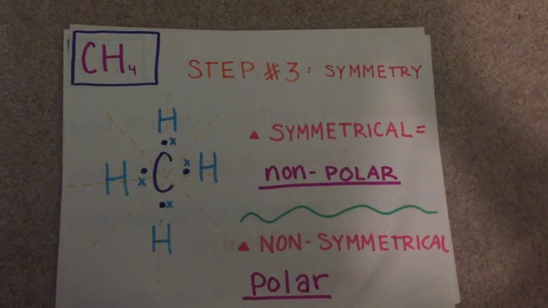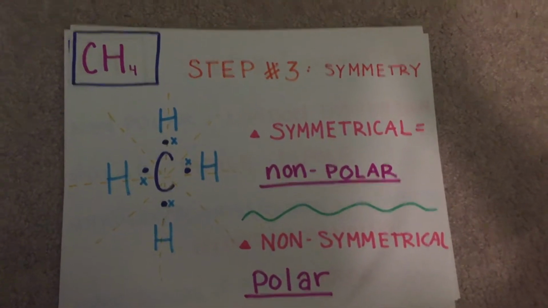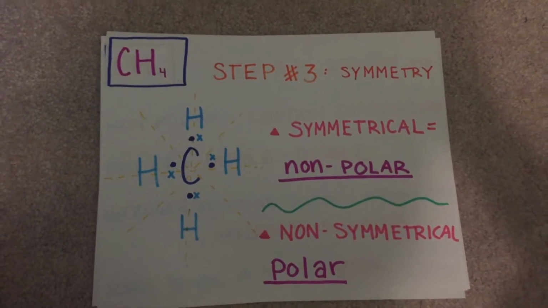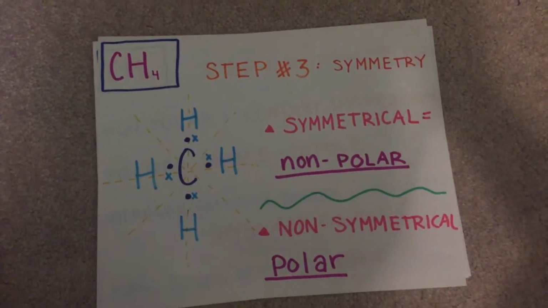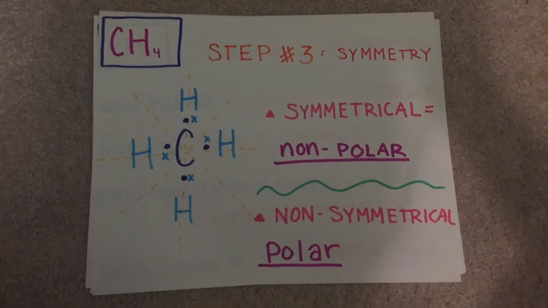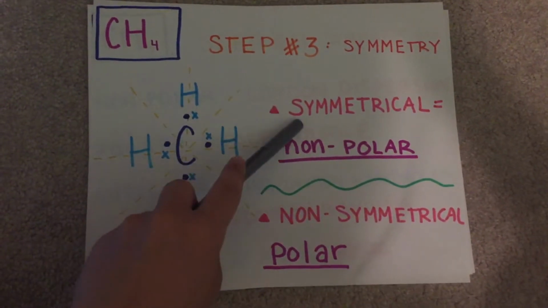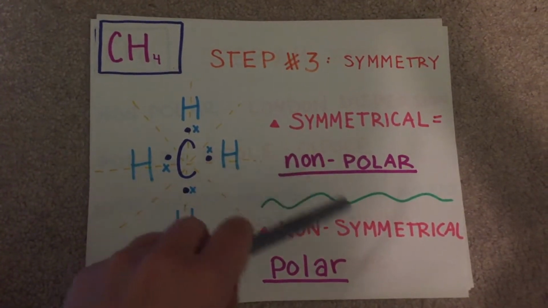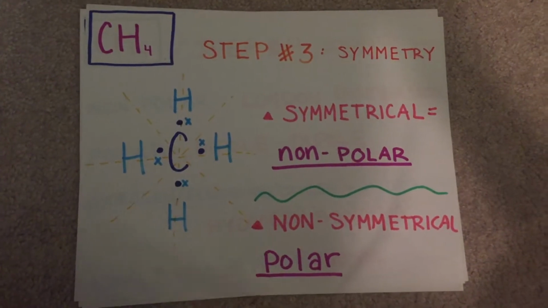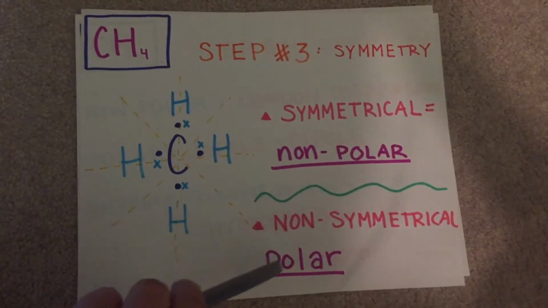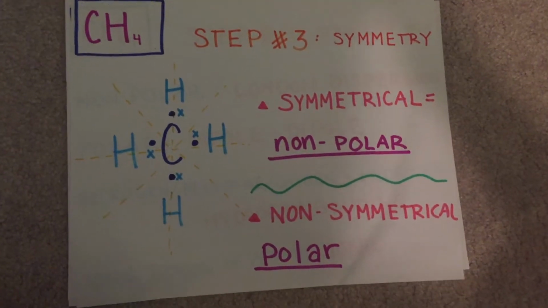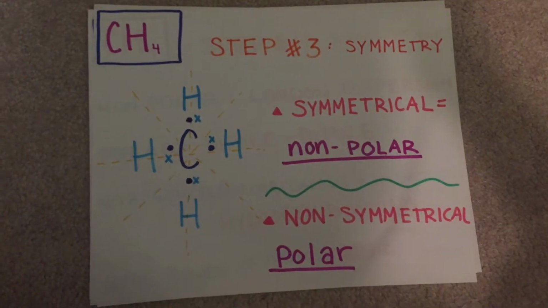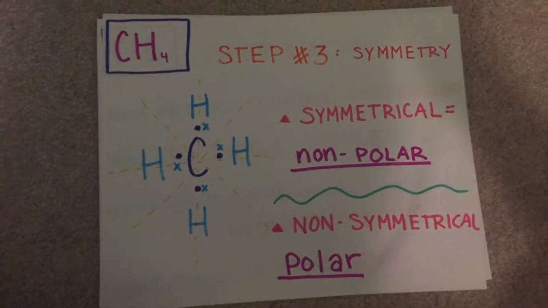The third step of this process, step 3, is symmetry. This step is very straightforward. It just includes rules that you have to memorize. There are 2 of them. The first one is if you decide that your compound is symmetrical, that means it is a non-polar compound. The second one is if you decide it is non-symmetrical, that means it is a polar compound. These rules are just ones you're going to have to memorize and know when it comes to IMF.